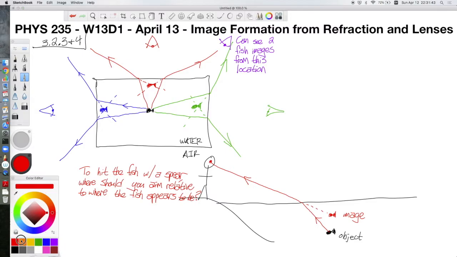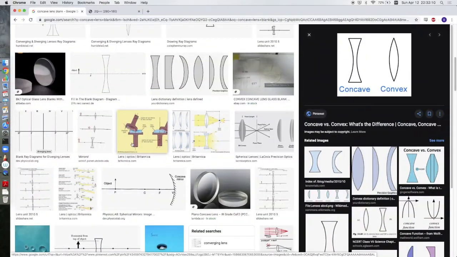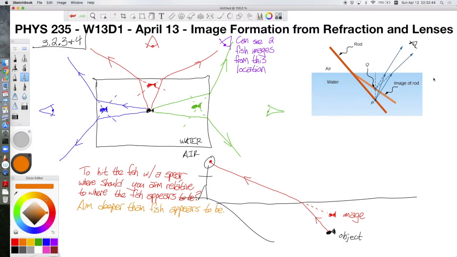And it will turn out that the correct answer here is that you actually have to aim deeper than the fish appears to be. And there's actually a helpful picture from your textbook that can illustrate this process. I've placed this image in the upper right-hand corner of the screen, and you can see that the actual rod is shown here in dark orange. And the actual rod, or the actual spear, is completely straight. It's a rigid object. It's not going to bend just because it's gone underneath the water.